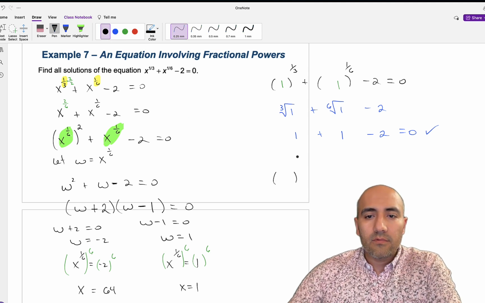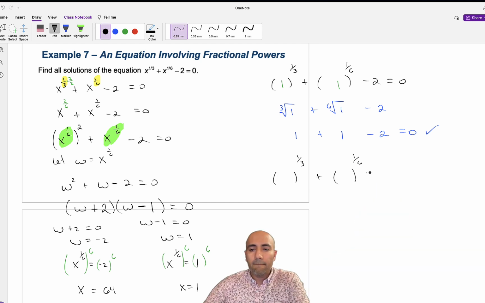Blank to the 1/3 power plus blank to the 1/6 power minus 2 equals 0. Okay, does 64 give us a true statement? Putting a 64 there, putting a 64 there. Okay, so now this is the same thing as the cube root of 64 plus the 6th root of 64 minus 2. Does that give me a 0?